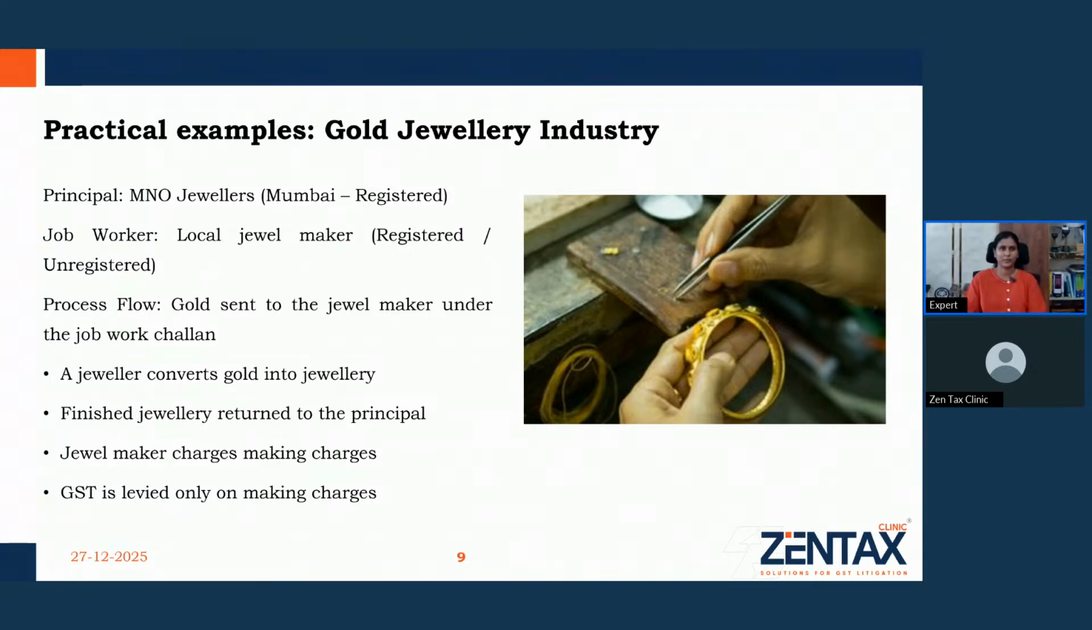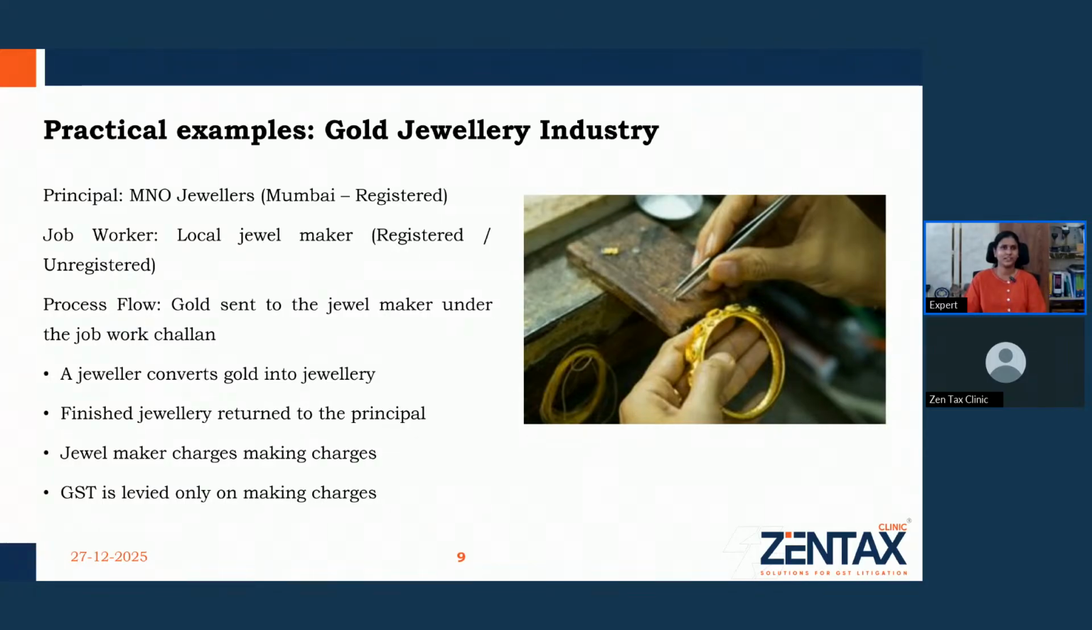Another popular example is the jewelry industry. Many jewelers send their goods, that is the physical gold, to another job worker, that is a local jewelry maker. That person makes the jewelry from the gold and sends it back to the owner. Here the principal is MNO Jewelers, a Mumbai-based person. The job worker can be any local jewelry maker, who can be a registered or an unregistered person.